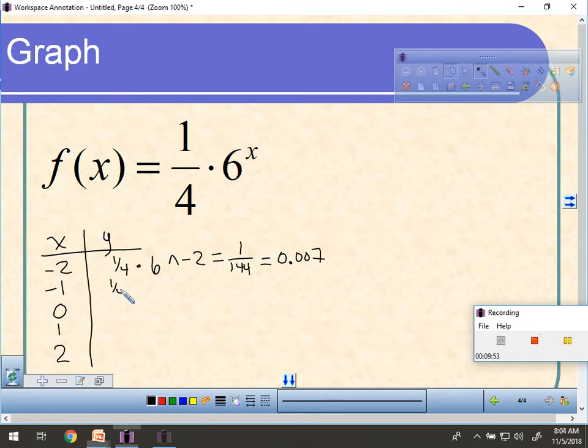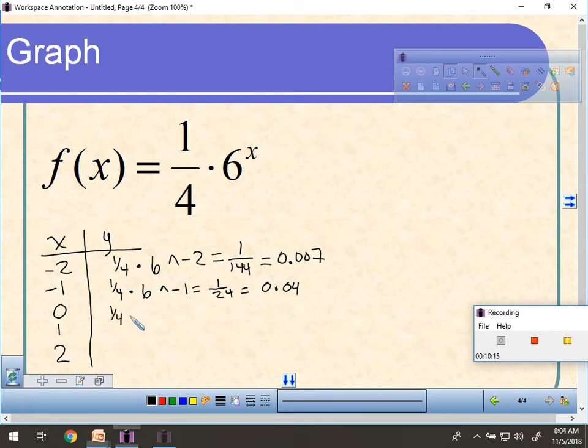The next one, type in 1/4 times 6 to the -1. And so if you type that into your calculator, you should get 1 over 24. And then what I'm going to get is 1 divided by 24. You're going to get 0.04. So it's a little bit more, but it's still small.